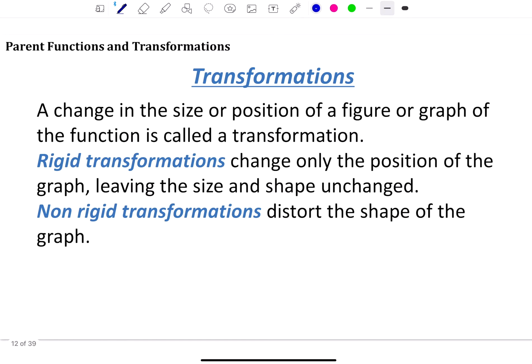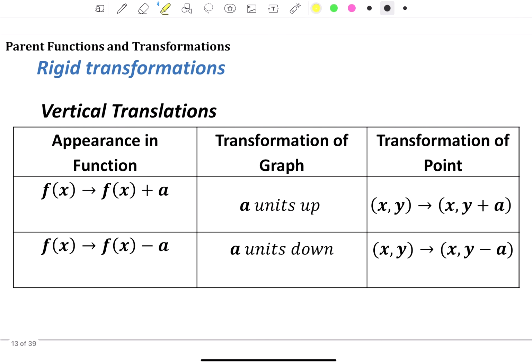Now we're going to talk about transformations. There are rigid transformations and non-rigid transformations. Rigid transformations change only the position of the graph, leaving the size and shape unchanged. So rigid transformations will shift the graph from one place to another on the coordinate plane, but they will not change the size or shape of the graph. Non-rigid transformations, on the other hand, distort the shape of the graph as well.